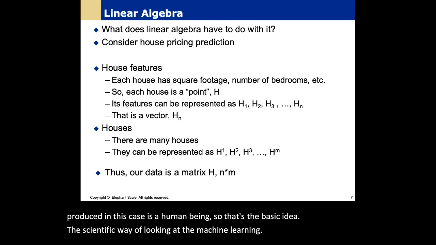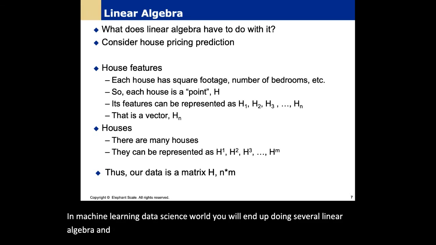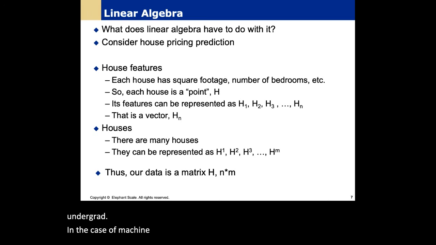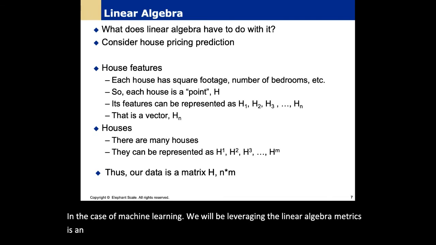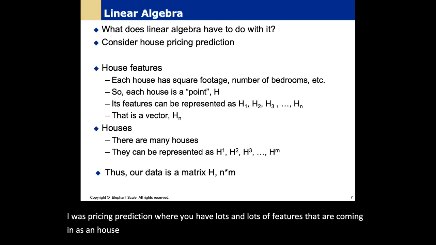In the machine learning and data science world, you will end up doing a good deal of linear algebra, and some of you may have studied this in your grad or undergrad. In machine learning, we will be leveraging linear algebra, matrices and calculations. For example, take house price prediction, where lots of features come in as house features, like the number of bedrooms, square footage, zip code, and many other things. Each one of them is called a feature.